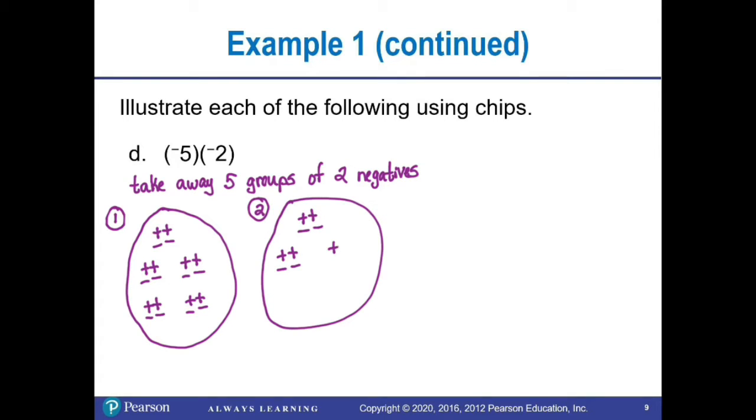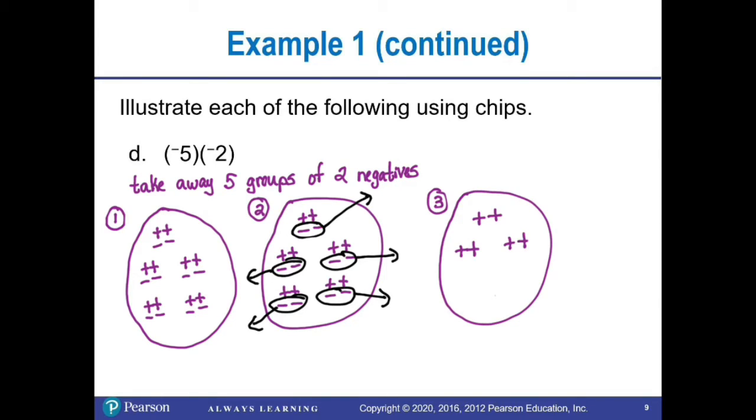Now, notice that I now have 5 groups of 2 negatives that I can take away. So I'm going to take away my first group. I circled it and drew an arrow out of the circle to show that I'm taking that group away. Here's my second group I take away, third group, fourth group, and fifth group. In my set, I'm left with 10 positives, and so my answer here is positive 10.